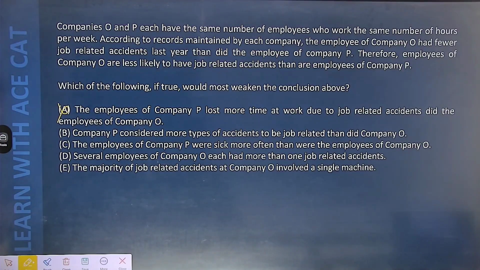Coming on the second one, company P considered more types of accidents to be job-related than did company O. Okay, क्या लगता है स्टूडेंट, सेकेंड ऑप्शन पॉसिबल है? चलो इसको अपन डिस्कस करते हैं थोड़ी सी देर में.